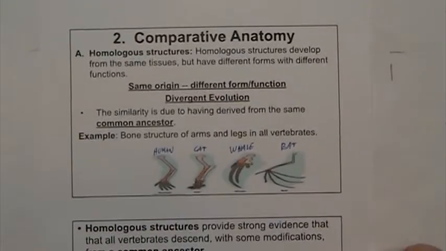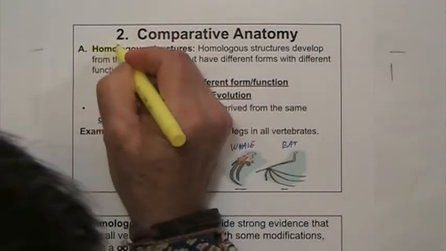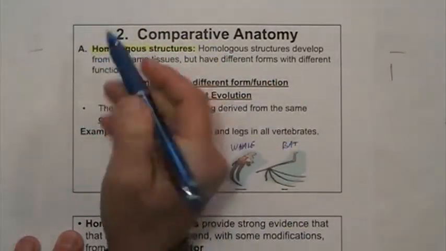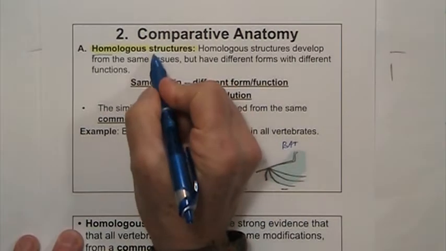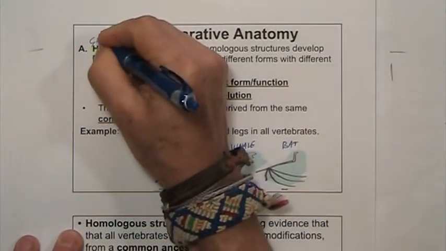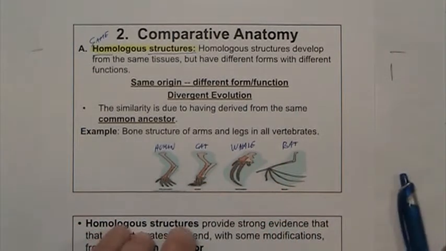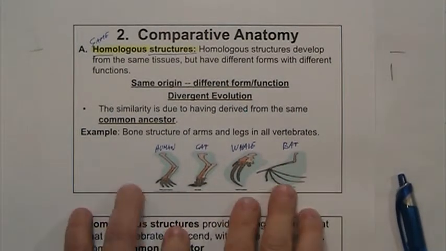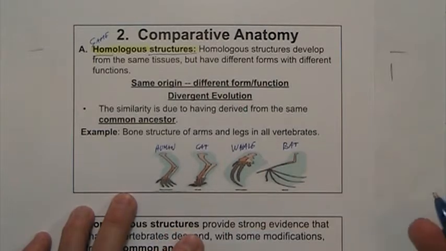The second line of evidence that we have is based on what we call comparative anatomy, by comparing structures in different organisms. And one of the things is what we call homologous. Another homo word. This is not homozygous. These are not homologous chromosomes. These are homologous structures. As you know, homo means the same. So homologous structures are structures that have the same origin. They start from the same type of tissue, basically, but as the organisms develop, they might change. So you have the same origin, but different shapes at the end, different functions.